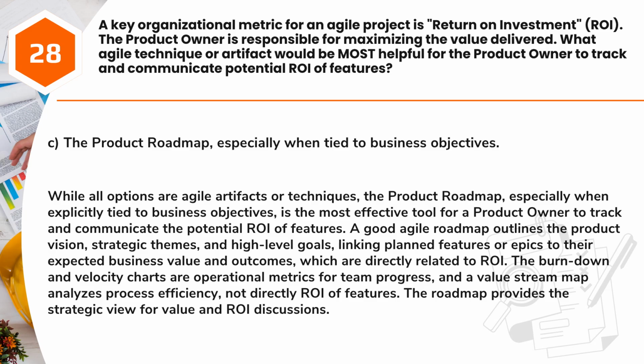A good Agile roadmap outlines the product vision, strategic themes, and high-level goals, linking planned features or epics to their expected business value and outcomes, which are directly related to ROI. The burn-down and velocity charts are operational metrics for team progress, and a value stream map analyzes process efficiency, not directly ROI of features. The roadmap provides the strategic view for value and ROI discussions.